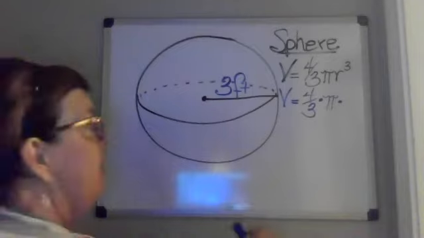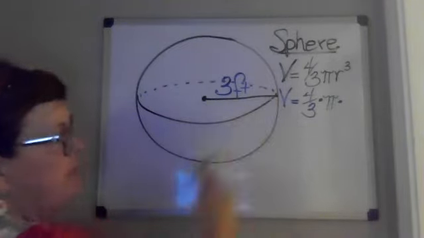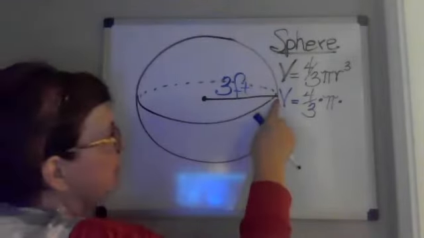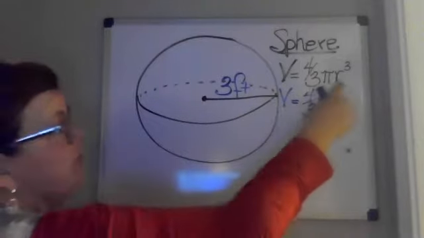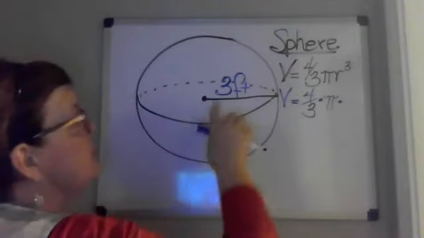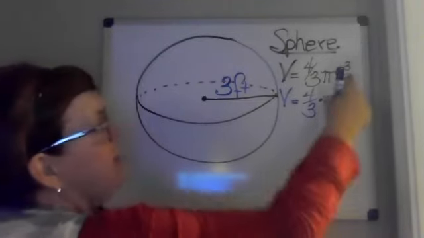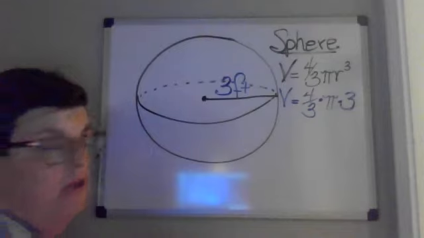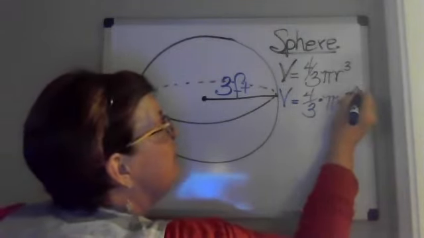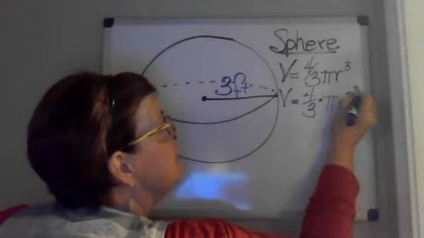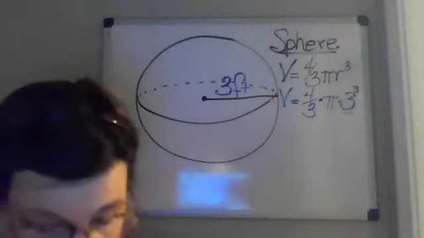Now, a radius is defined as going from the center to the outside of the sphere, and it's halfway across the sphere. All the way across is called a diameter. This calls for the radius. We want halfway across. And this happens to be 3 feet, so in place of R, you're going to put a 3. And now it tells you to cube 3. That means to take this times itself 3 times. Okay, so we filled in everything that's given in our formula.